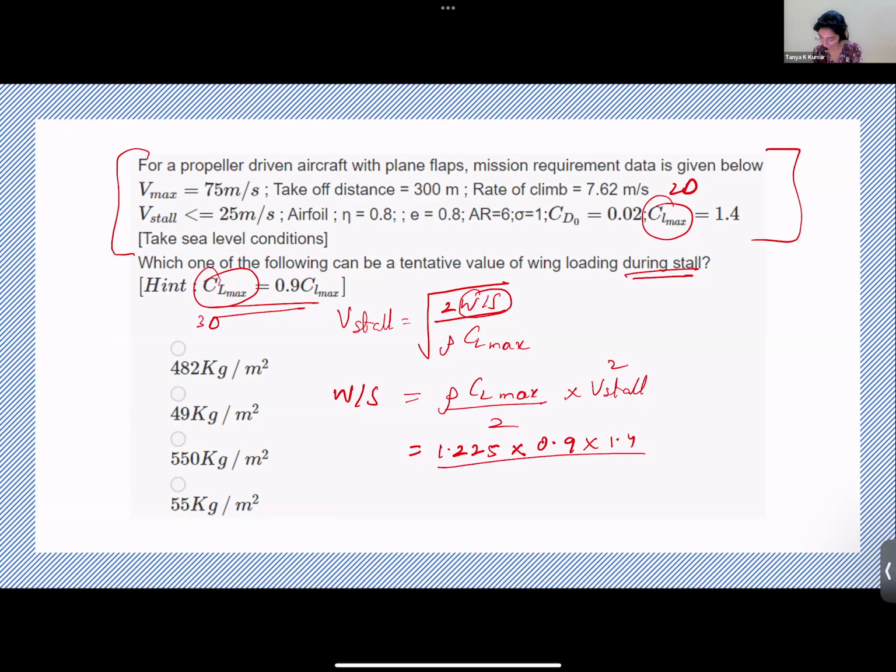Okay. So by 2, V stall is 25. And what do you get? You get 482.3. You get it in Newton per meter square. The answers are given in kg per meter square. So you divide by 9.81 and you get 49 point something around that range kg per meter square. So yes, second option is right. Okay, is this clear?